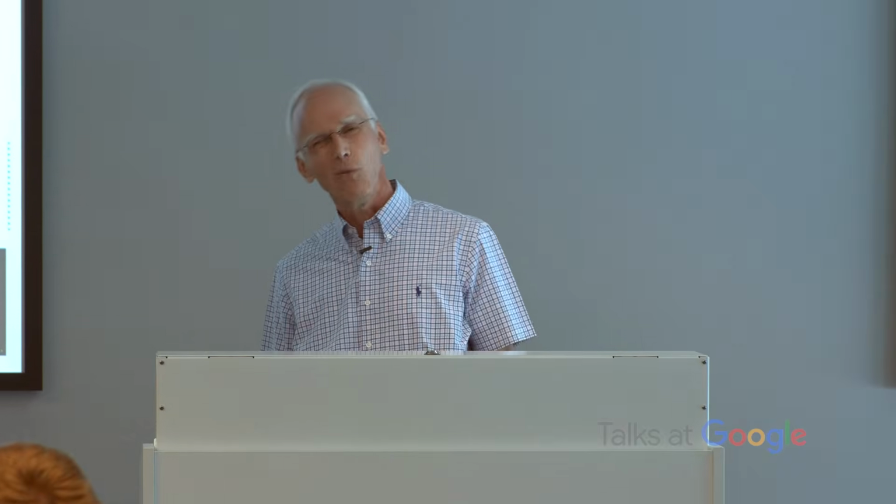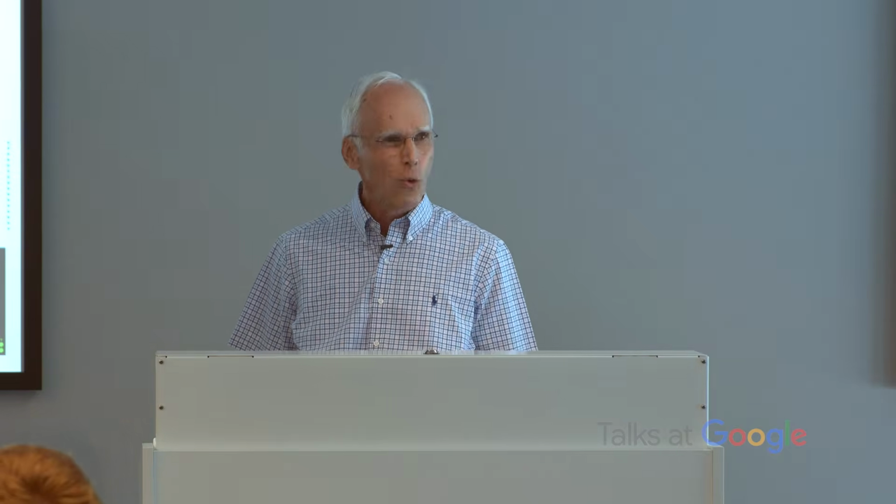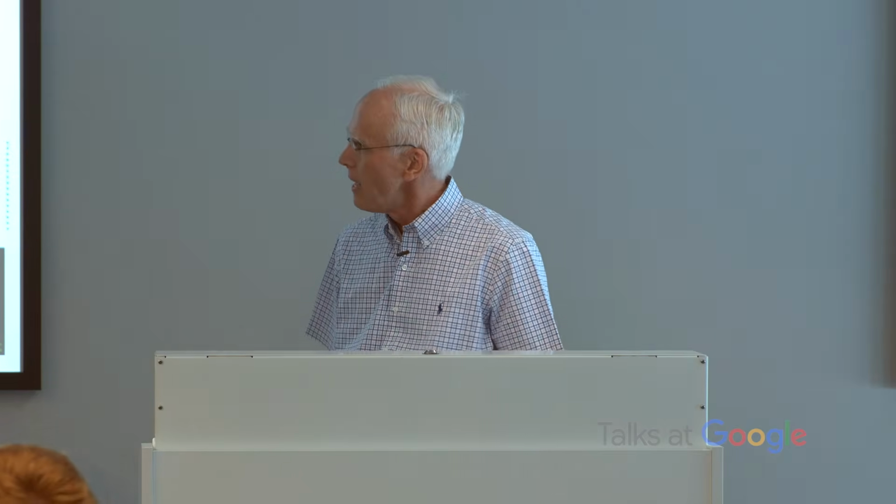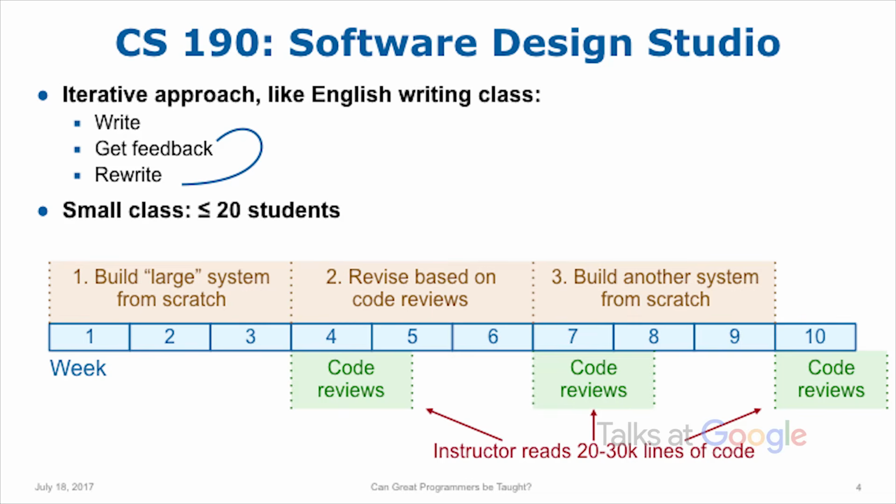Now, we only have 10 weeks in a quarter system, so we can only do 3 iterations of this cycle. But the basic way it works is, in the first couple of weeks of the course, students in teams of 2 build the largest system they can possibly build in 3 weeks. That's typically about 2,000 to 3,000 lines of code, so still not a huge system. Then, after week 3, we go into the code review phase. Students read each other's code and write reviews, and I read every single line of code written by all of the students. This is one of the limitations of the class right now.